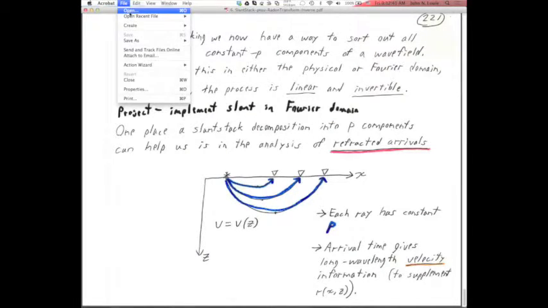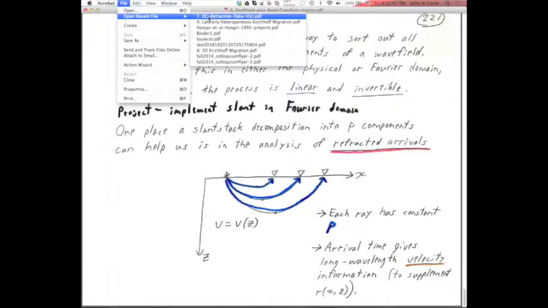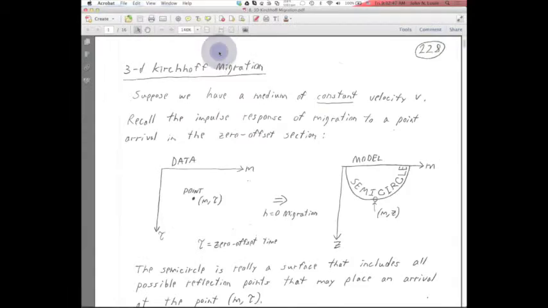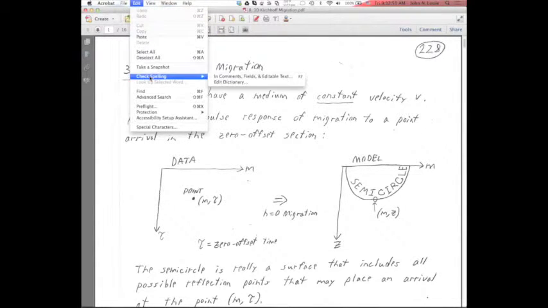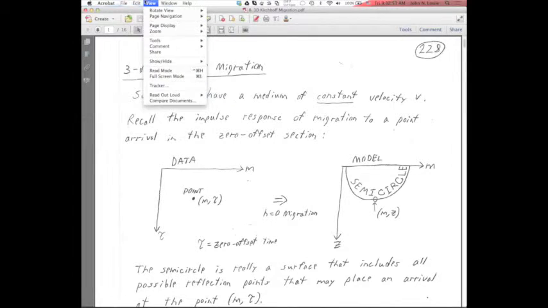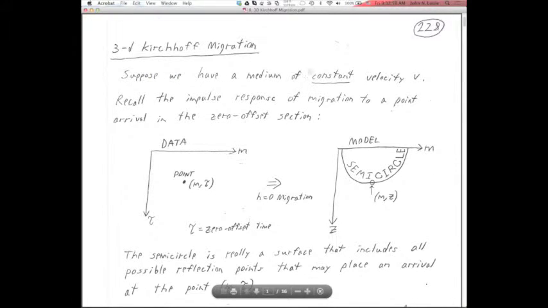Okay. So we're basically skipping over number 7. Let's go to number 8. All right. So we're in number 8 now.